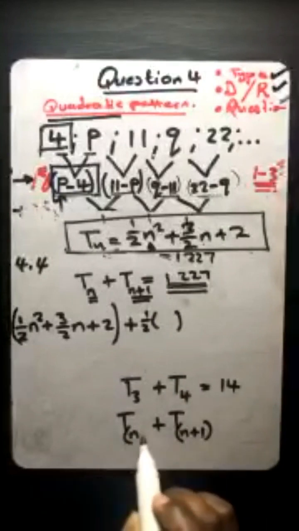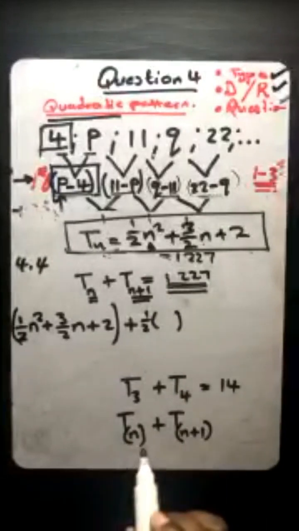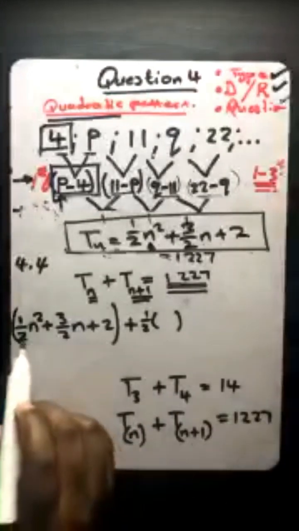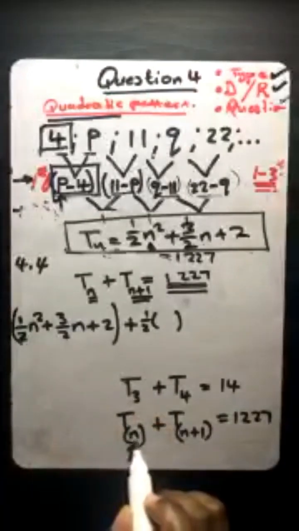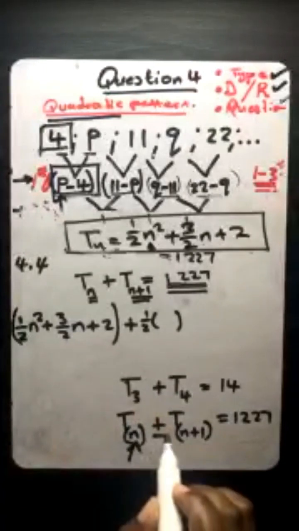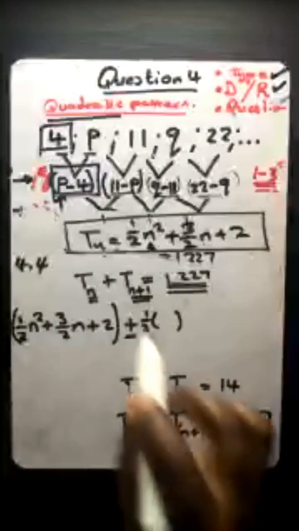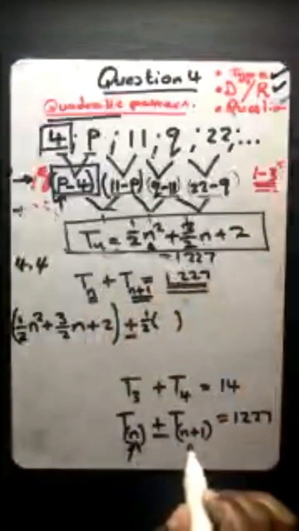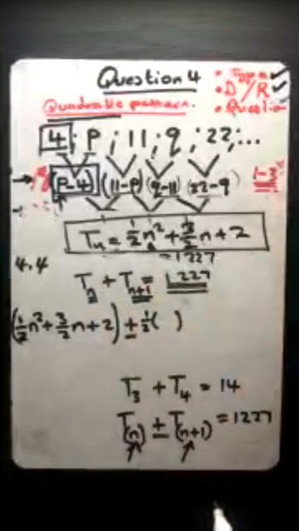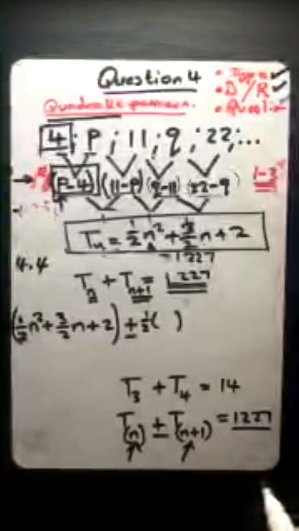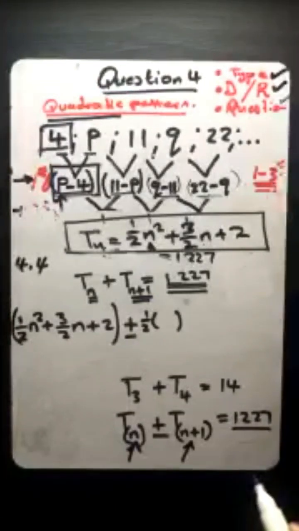So that means everywhere I see n, I'm just going to substitute n. Then I'm going to add that with the same equation, but where I see n, I'm going to substitute n plus 1. And I'm going to equate everything to that number, which is what the statement was saying. Then from there, I'm going to solve for n. Then you will see what I'm going to do with that n.